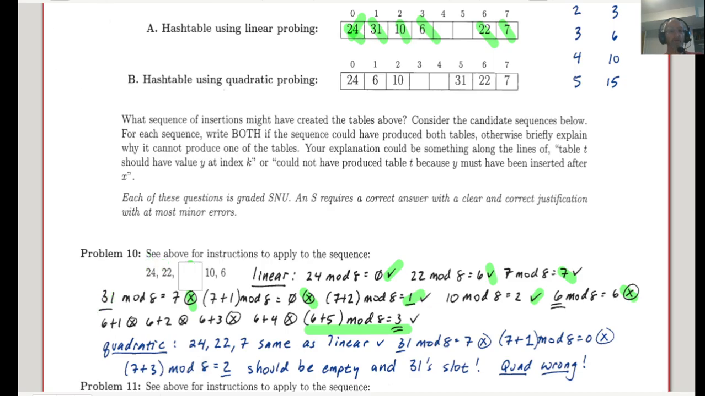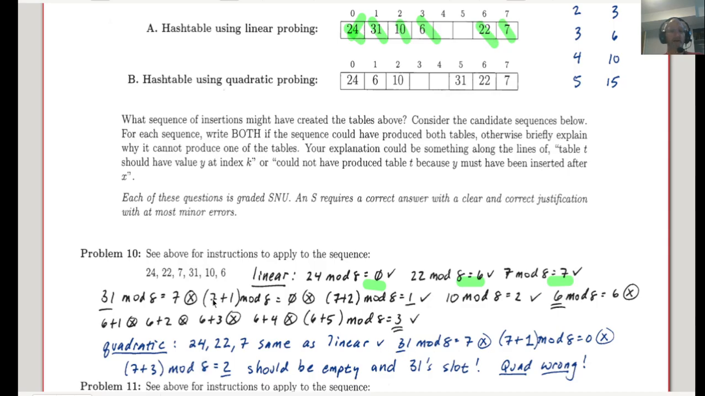For quadratic probing, you'll notice the first several steps are the same as linear, and as we go through this, you'll see what I mean. For quadratic, 24, 22, and 27 are the same as linear. How do I know this? Because they didn't require any probes. They just landed in their home slot, nice and easy.